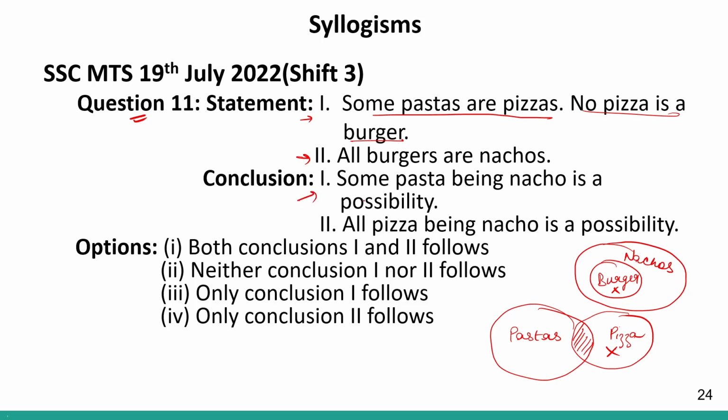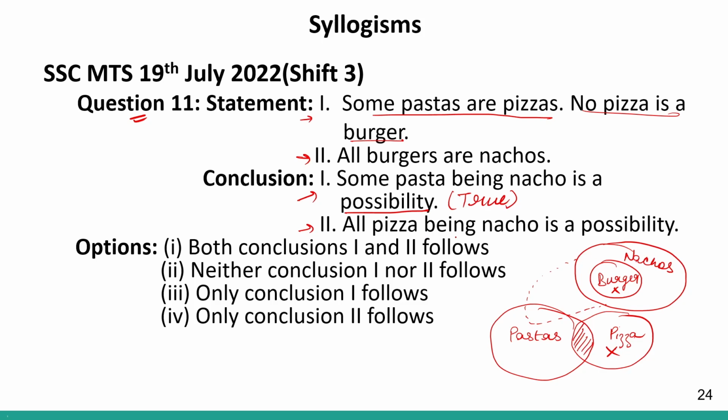Conclusion number 1 says some pasta being nacho is a possibility. Now pay attention to the word possibility. So some pasta being nachos is a possibility, definitely, because there is no restriction. Nachos can be like this also. Correct? There is no restriction. So we have to answer whether it is a possibility or not. It is a possibility, therefore it will be true. If it was written some pasta is nacho, then it would be wrong, because then it is a straight up conclusion and the word possibility is not included. Since the word possibility is included, I can say this is true.